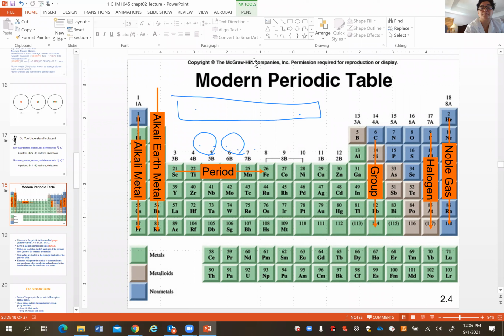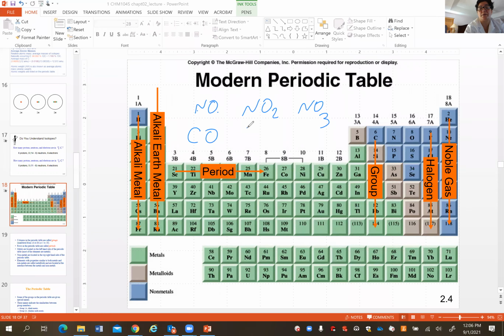So if you have NO or NO2 or NO3, these are all molecular compounds because they come from two nonmetals. CO is a molecular compound. CO2 is a molecular compound. So first you have to identify: is it an ionic or a molecular compound? You have to put the emphasis on that. And then you see, is it binary? Is it coming from only two types of elements, or from more than two elements?